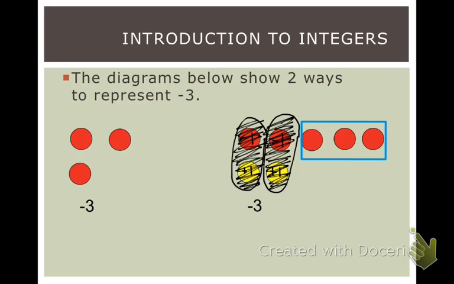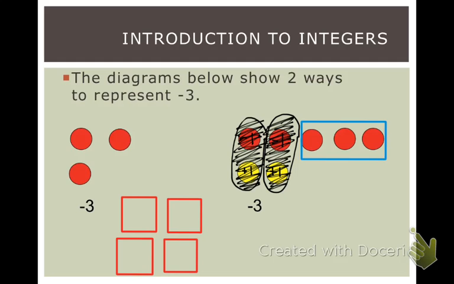And I asked you to then model -3 in some other ways. So let me go ahead and try to do that. Here's another way to represent -3. This time I'm going to do squares instead of circles. Not a big deal. It's not all that hard. Let's do, let's say, 1, 2, 3, 4. I'll do 4 negatives.